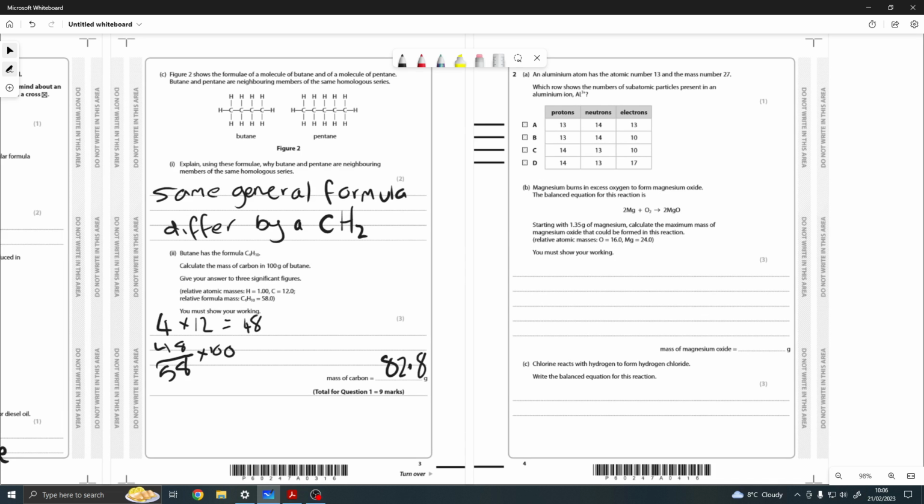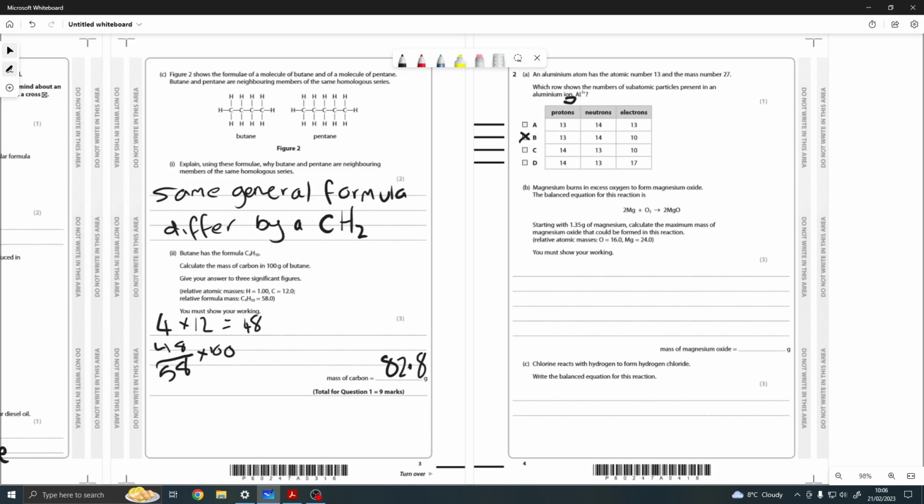Next, it says an aluminium atom has an atomic number 13 and a mass number 27. Which row shows the number of subatomic particles present in an aluminium ion? Oh, look at that. They tried to do a sneaky on you. It's an ion. Now, what does that mean? It's a 3+ ion. So it's lost 3 electrons. Okay, so it's not A because the number of protons and electrons are the same. It can't be A. It can't be C or D because they both have 14 protons, which doesn't equal an atomic number 13. So it has to be B. Now, if you didn't read the fact that it was an ion, you would have selected A, and you would have been wrong.